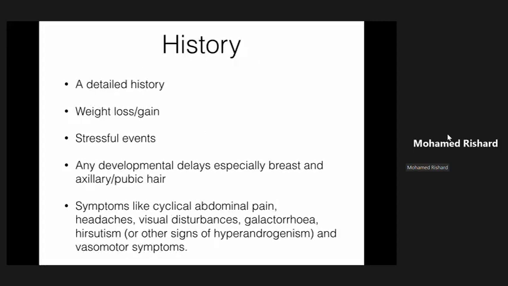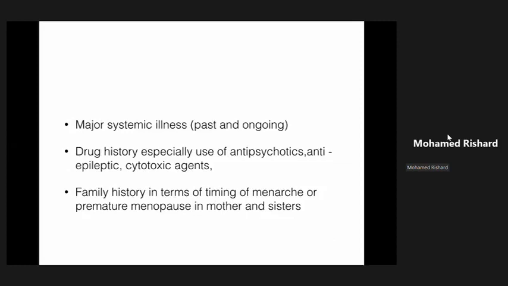You have to have a checklist, make a detailed history, weight loss, stressful events, life events, maybe sometimes anorexia related issues, previous stress, all these things matter. Okay. Any developmental delays, especially breast and axillary pubic hair, should be taken into account. In some cases, if there is menstrual blood behind a transverse septum, there can be cyclical abdominal pain, and that can collect and cause severe abdominal pain. They can come with an acute abdomen sometimes. Okay. And also ask about galactorrhea, visual disturbance if it is a pituitary problem. And signs of hyperandrogenism, all this should be taken into account. Medical history, systemic illnesses, drug history, especially antipsychotics, family history. Premature ovarian failure in the sisters and other family members should be asked about.